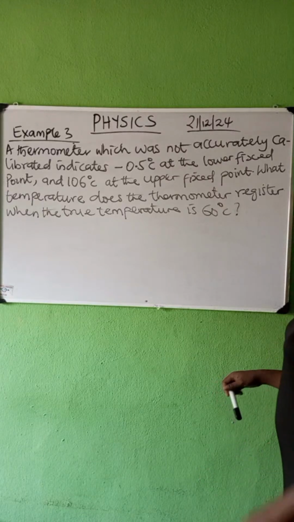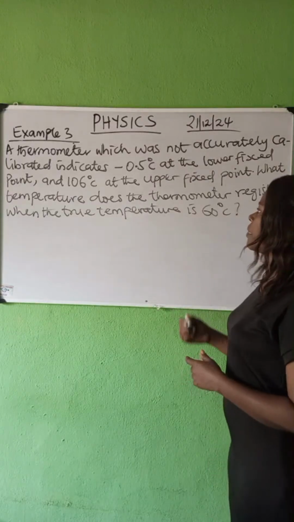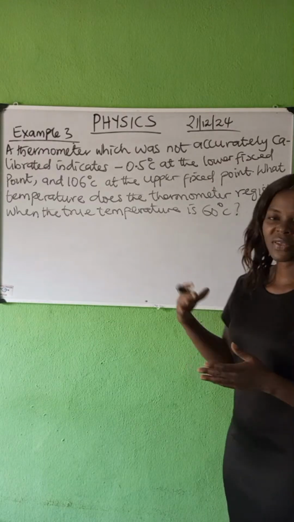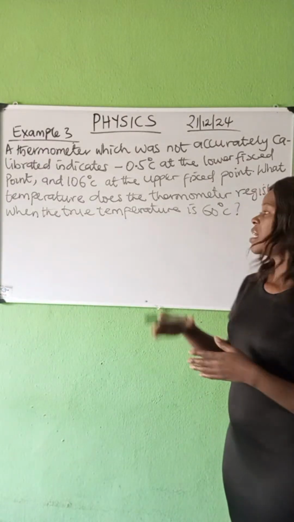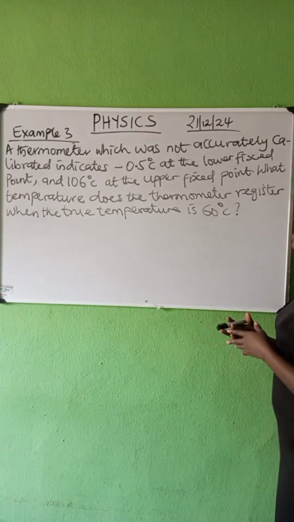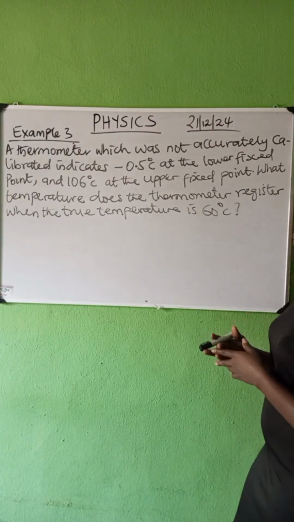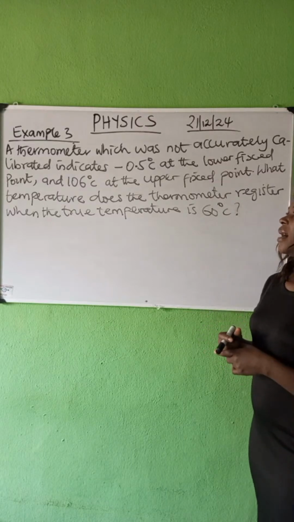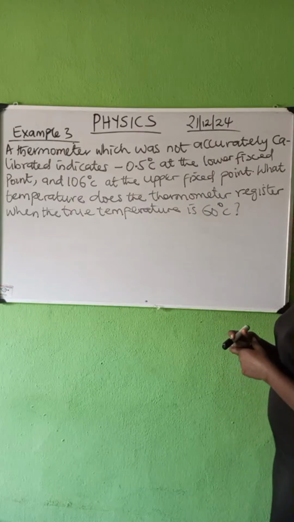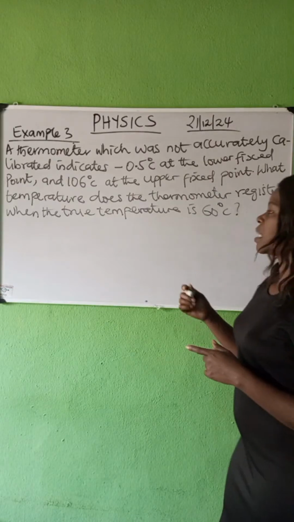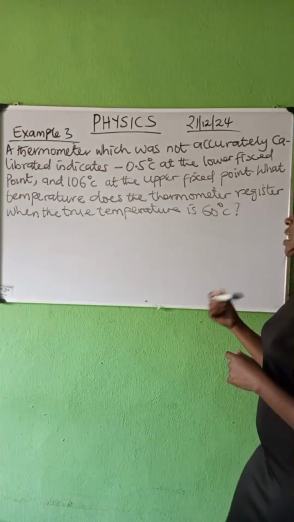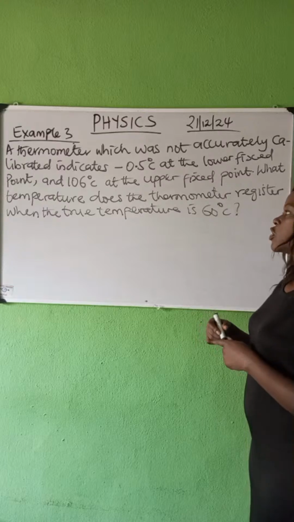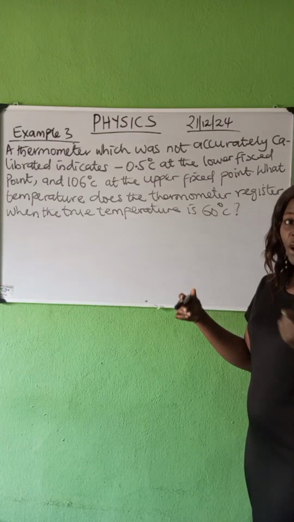All right, let's solve. A thermometer which was not accurately calibrated. You must understand the English and what they mean by that. A thermometer which was not accurately calibrated indicates minus 0.5 degrees Celsius at the lower fixed point and 106 degrees Celsius at the upper fixed point. Let me go again. A thermometer which was not accurately calibrated. That means there was an error when they were calibrating this thermometer. So this thermometer can be classified as a faulty thermometer.